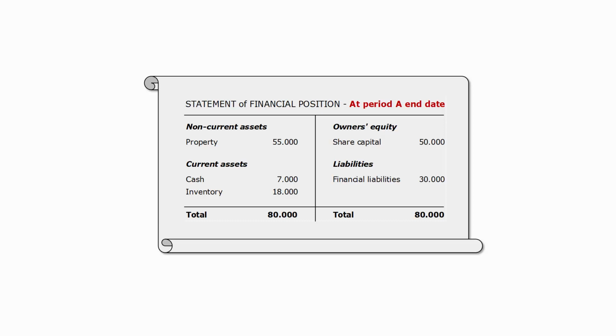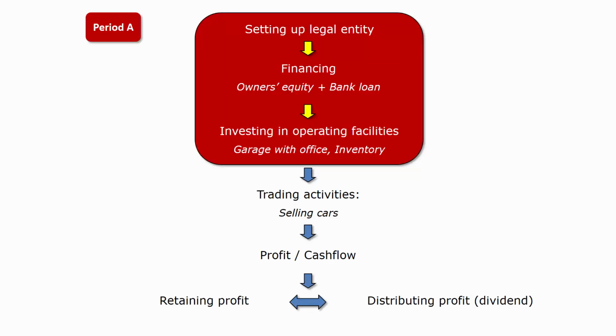Up to now, in period A, we've accounted for a number of business transactions. 1. The setting up of Reliable Runner Limited, with share capital and a bank loan as its initial sources of finance. 2. The use of some of the cash received through these 2 financing operations to invest in a garage with an office. And 3. The use of some of the cash received through these 2 financing operations to acquire an inventory of second-hand cars to sell. Following this, we have drawn up a balance sheet dated end of period A.